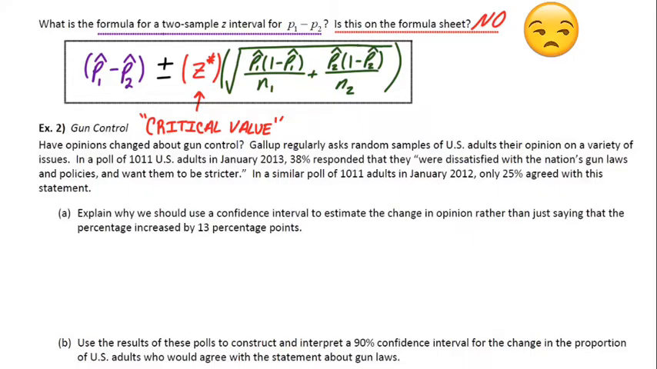So part A asks us to explain why we should use a confidence interval to estimate the change in opinion, rather than just saying that the percent increased by 13 percentage points.